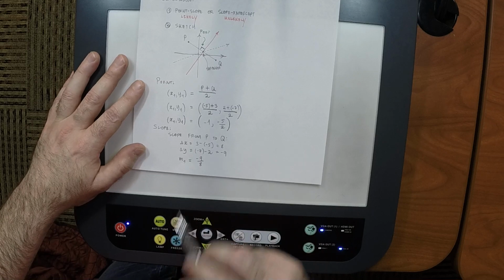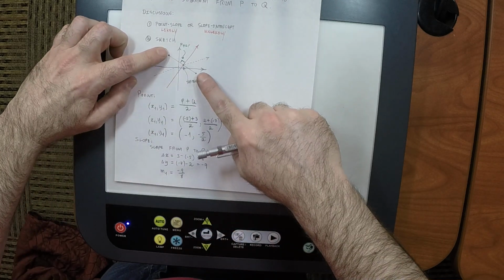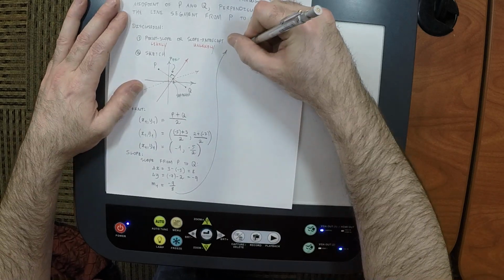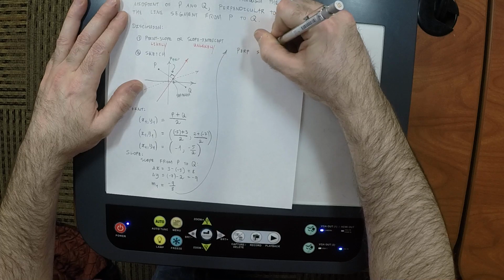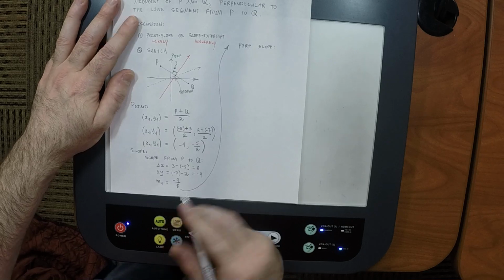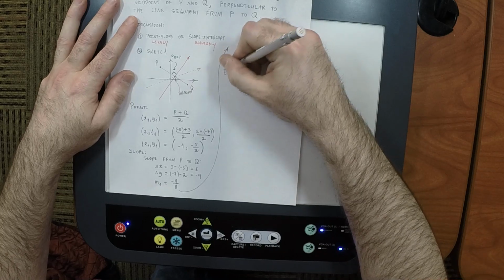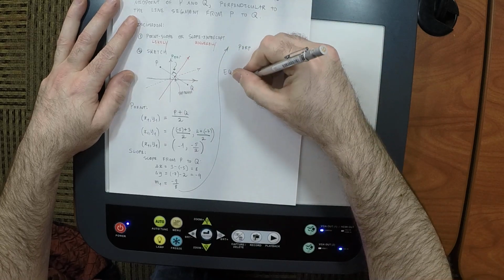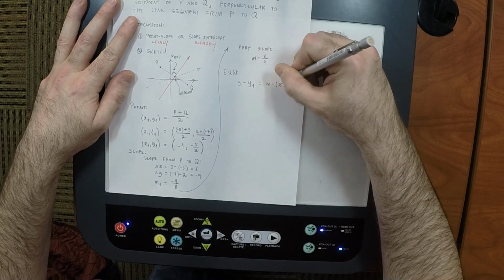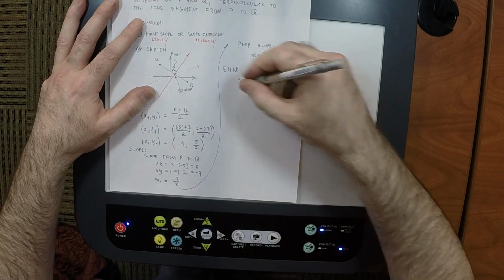So is that the slope we're looking for? No, right? That's the slope of this segment. We want the perpendicular slope. So the perpendicular slope would be what? 8 over 9. And now we can wrap it all together. So the equation is, here's the formula, y minus y1 is m multiplied by x minus x1. Now it's just a matter of plugging in the stuff that we found and simplifying.